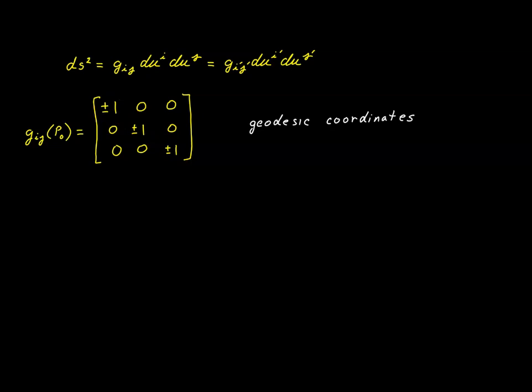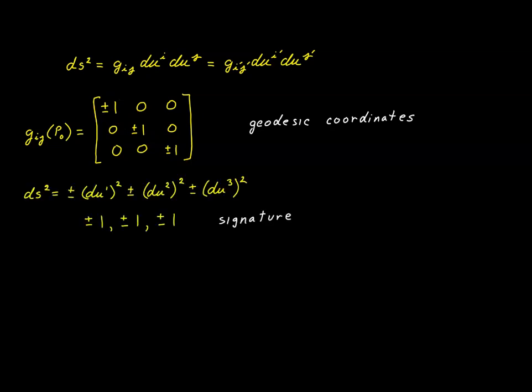What this leads to is a metric equation that looks like this. The pattern of plus or minus ones constitutes what we call the signature. Now, it turns out that transforming to geodesic coordinates at any point in a given space always yields the same signature. The geodesic coordinate system will be different from point to point, of course, but the signature is the same. In other words, the signature is a property of the space itself, not of the coordinate system.